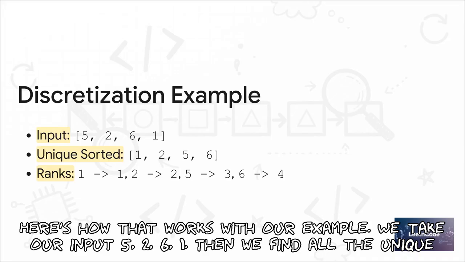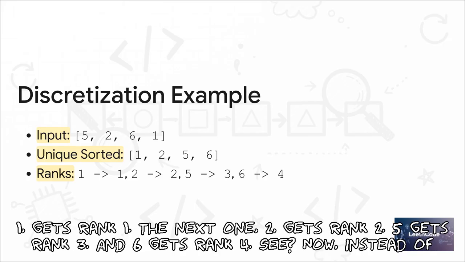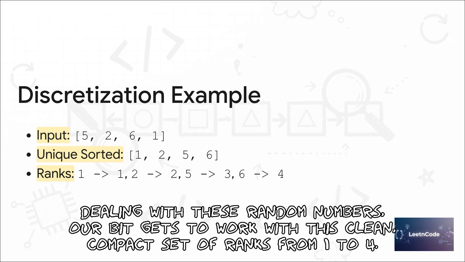We take our input 5, 2, 6, 1. Then we find all the unique values and sort them. That gives us 1, 2, 5, and 6. Now we just assign ranks. The smallest number, 1, gets rank 1. The next one, 2, gets rank 2. 5 gets rank 3, and 6 gets rank 4. See? Now, instead of dealing with these random numbers, our BIT gets to work with this clean, compact set of ranks from 1 to 4.